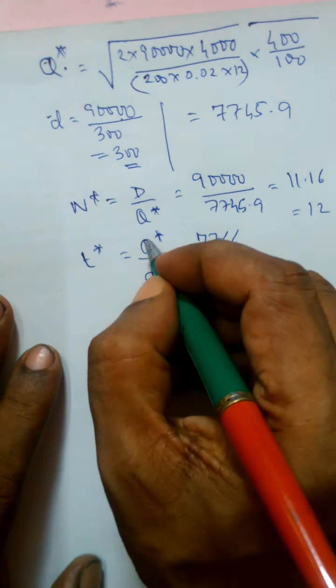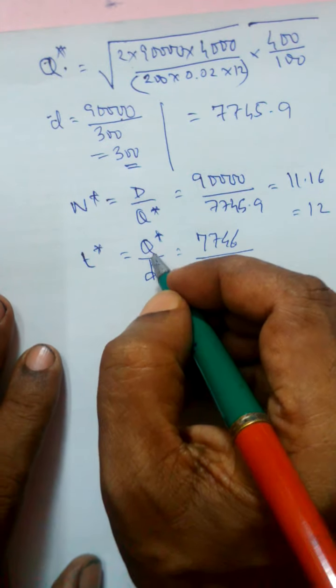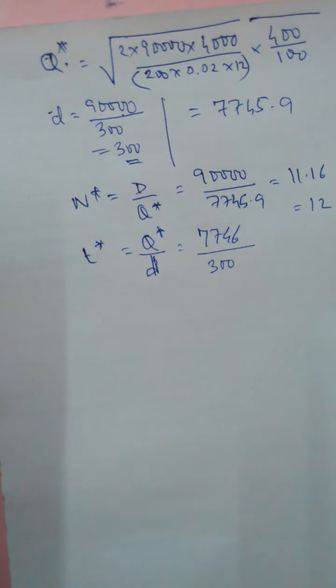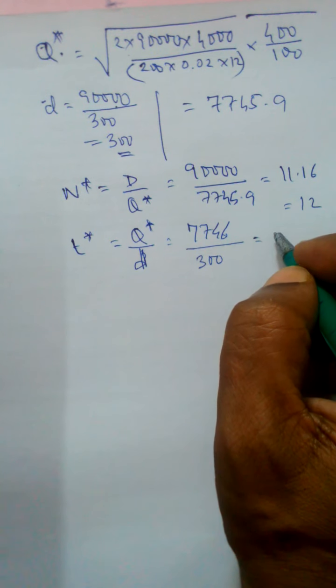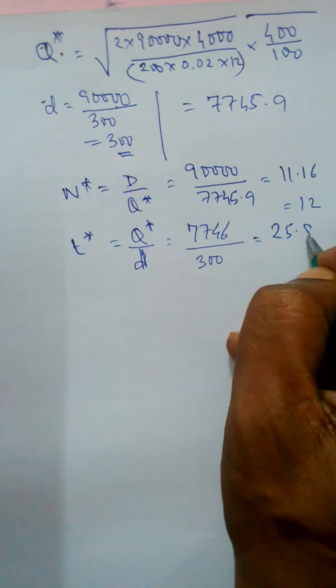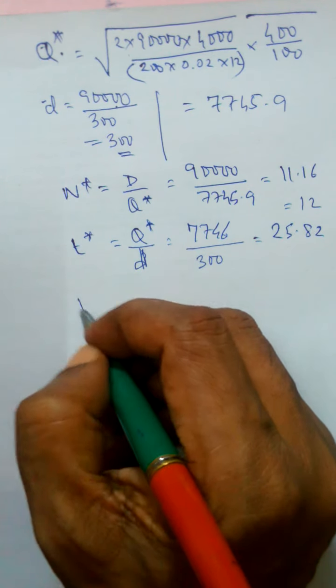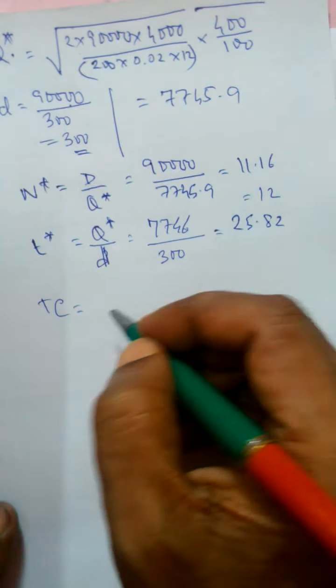D is, I think, 300. Remember, I made a mistake here when I wrote Q star by P. P is production. Carefully you note: when I am saying optimum order cycle, that is optimum time of production cycle, that is Q star by D. And when I am saying length of time of each production, it is Q star by P. This is production run, meaning the total time is coming to 25.82 days.